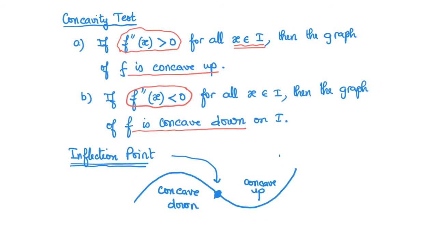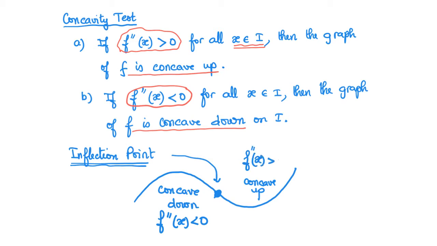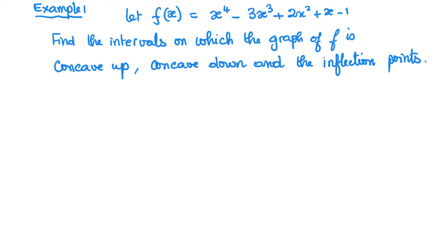Of course, according to the test we just mentioned, in this region the second derivative will be negative, and in this region the second derivative will be positive. Of course, the graph can also go on to do things like this. Then in this case, this point is another inflection point. So a graph can have several inflection points. Okay, so we will now take a look at a few examples.